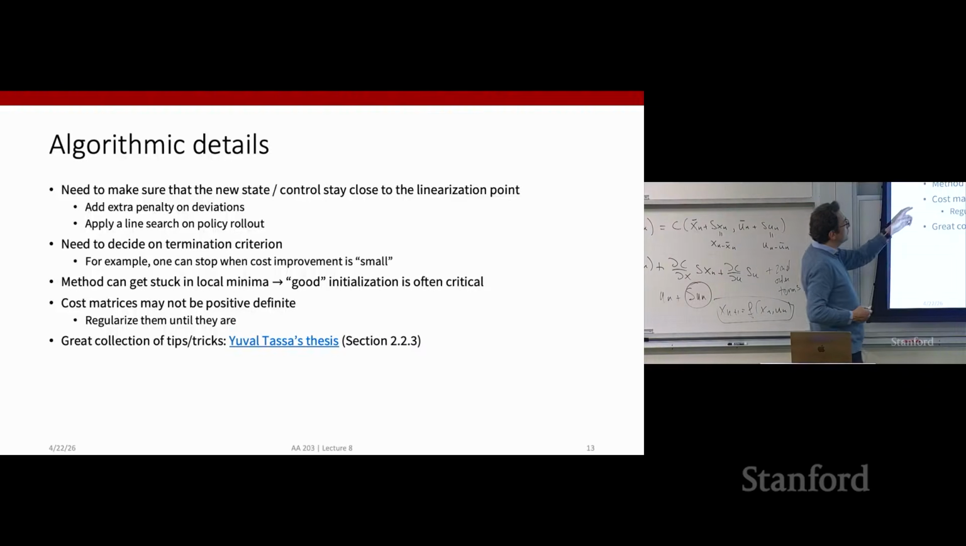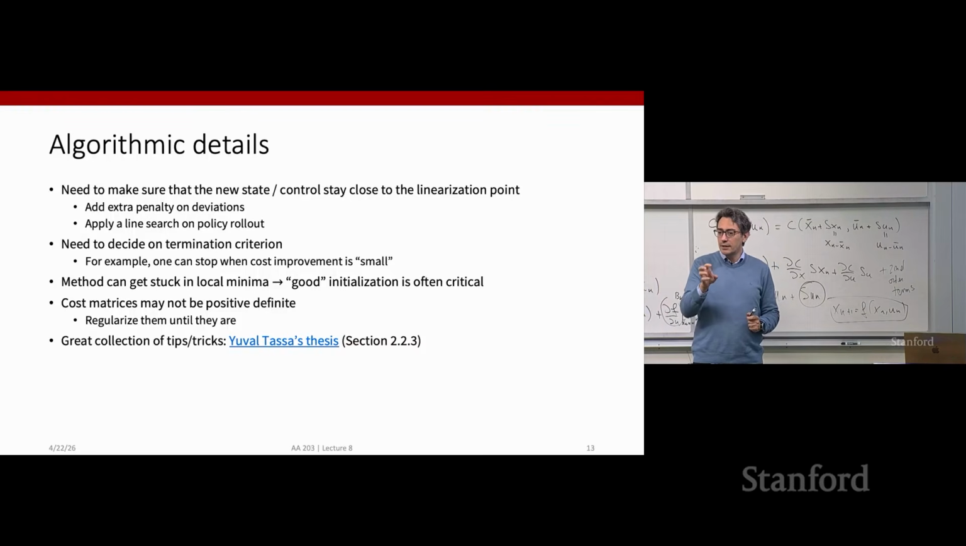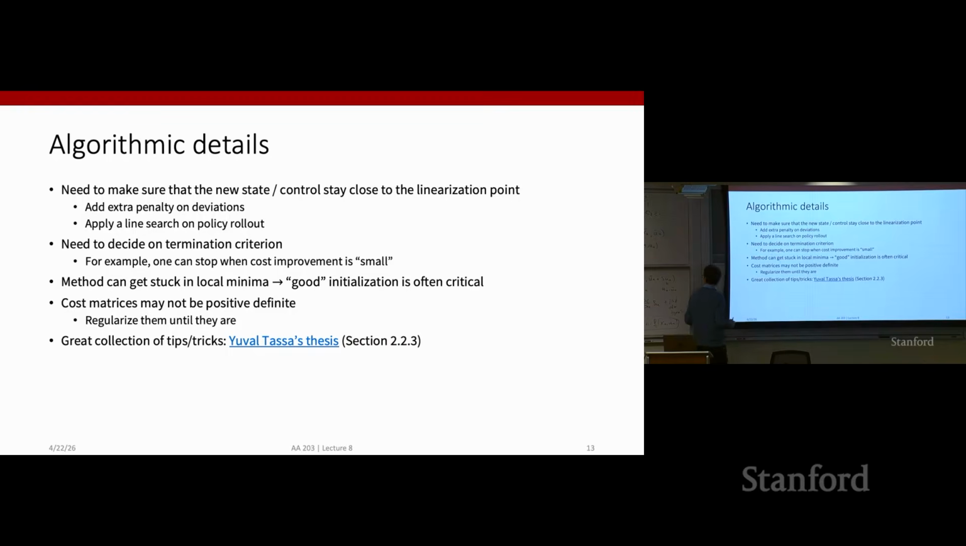Which brings us to the second bullet point. When we roll out the policy forward in time, sometimes you want to detune the control such that you don't get too far from the trajectory that was computed at the previous iteration. So you may do a little bit of line search in order to find the feed-forward term that keeps you close to the previous trajectory.